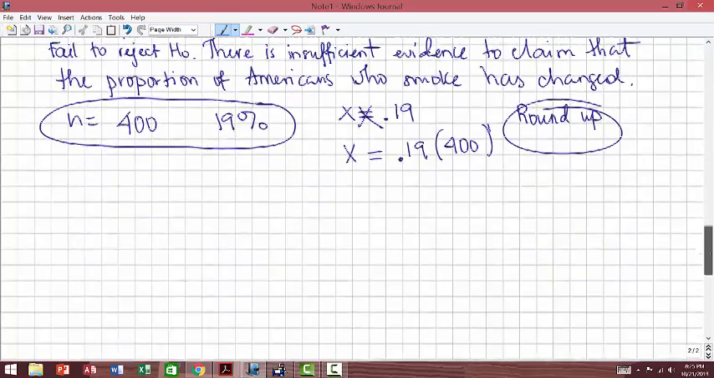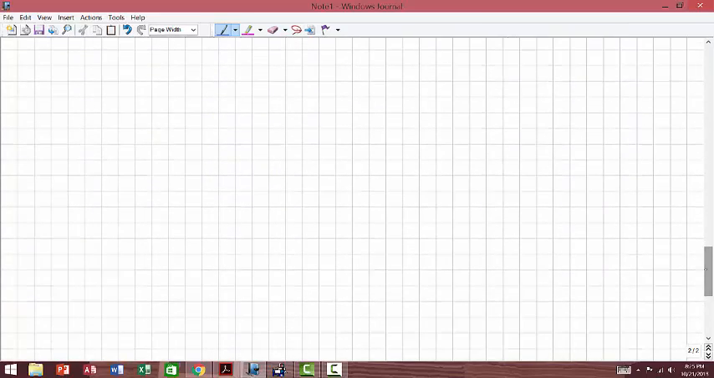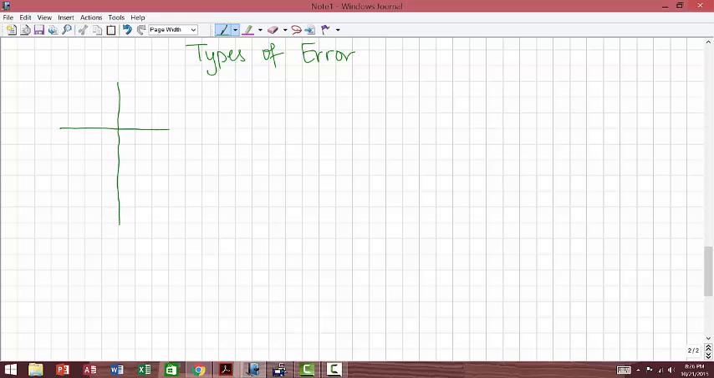Now let's go ahead and talk about two types of error that can happen when conducting a hypothesis test. Okay, so let's talk about types of error. And I think this concept is easily understood if you consider a criminal justice case. So for example, let's say we have a defendant in court. Now in criminal justice, by default, every defendant is innocent until proven guilty.